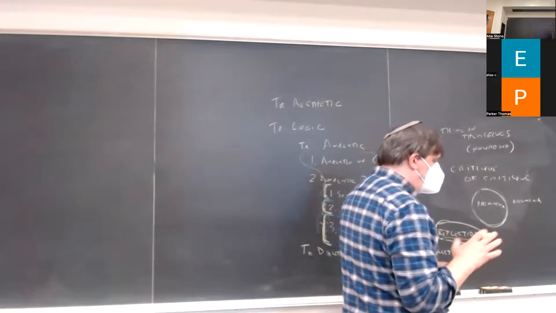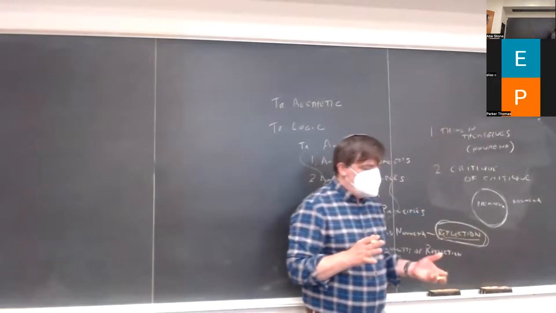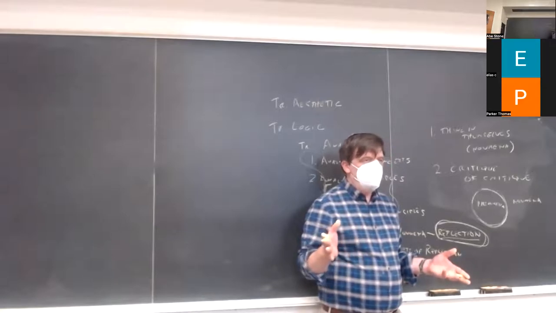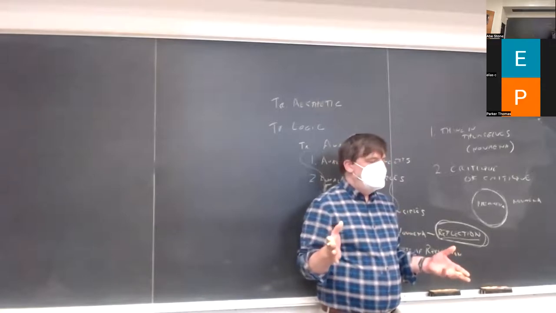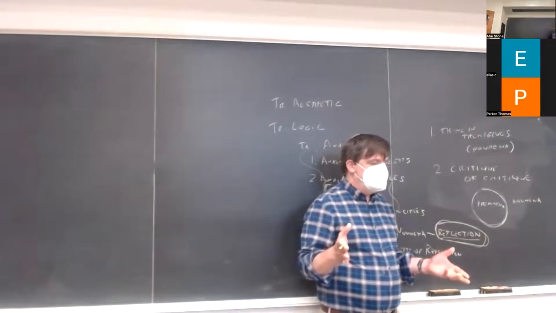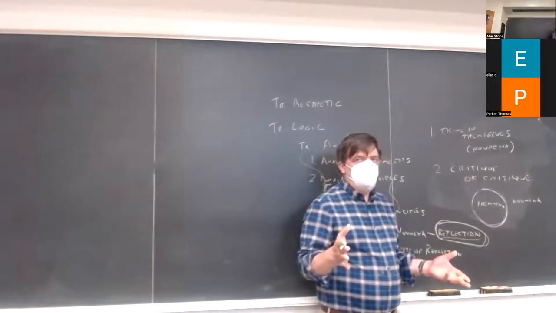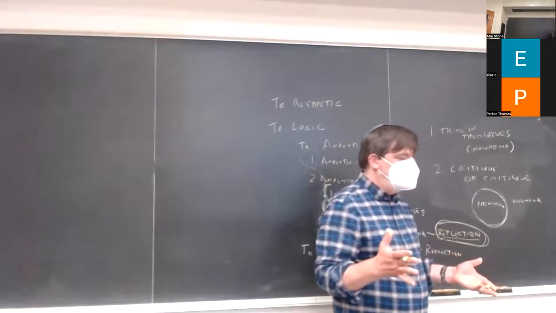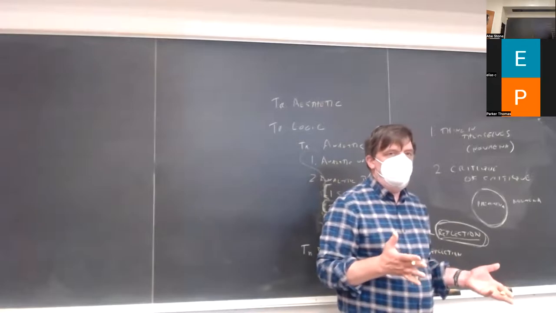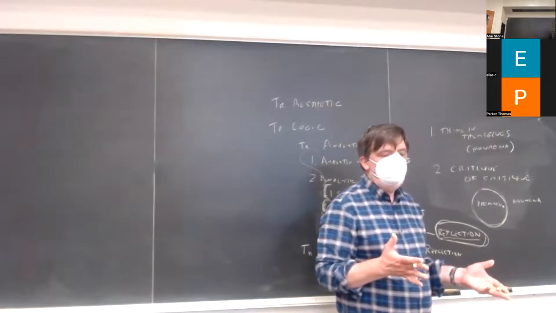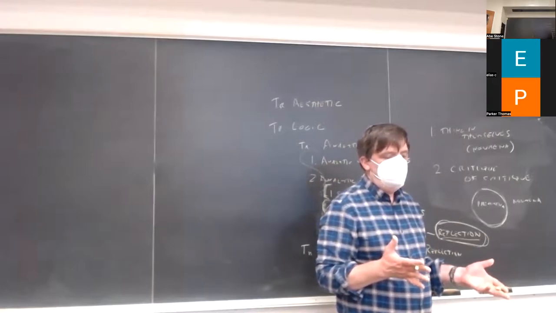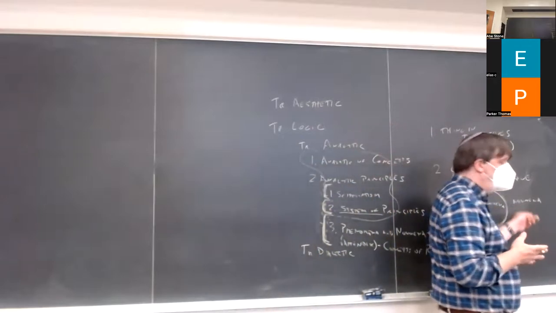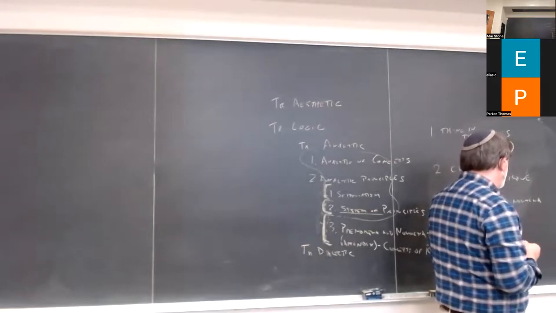there are two kinds of objects that we can think but can't represent as possible. One is objects of a sensible intuition different from our own. Kant does mention that sometimes, but he doesn't spend a lot of time talking about it. The other is objects of an intellectual intuition, which is what noumena means.